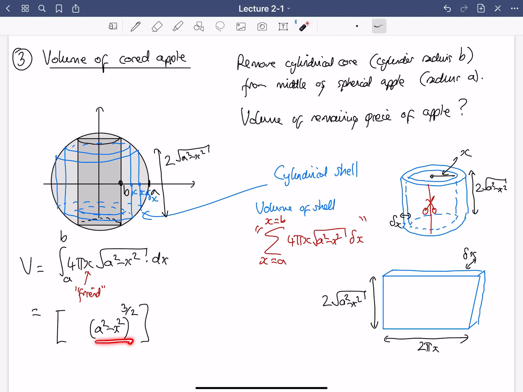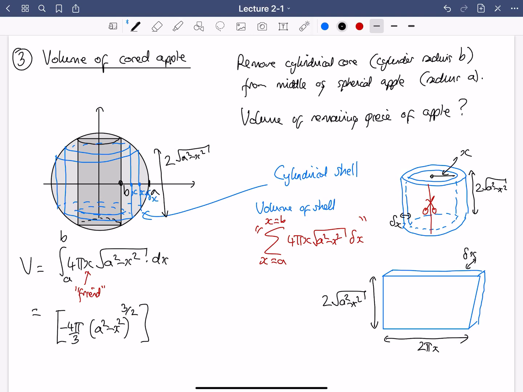That's my guess. What would happen if I differentiated that? I would bring the power down the front, 1 off the power. So I would have 3 over 2 stuff to the half. That would give me all of that. But then I've got to times by the derivative of the inside, which is negative 2x. So I would have 3 over 2 times minus 2x, which is what? Minus 3x. And I want 4 pi x. So I think I've got to put minus 4 pi over 3 to get that right.